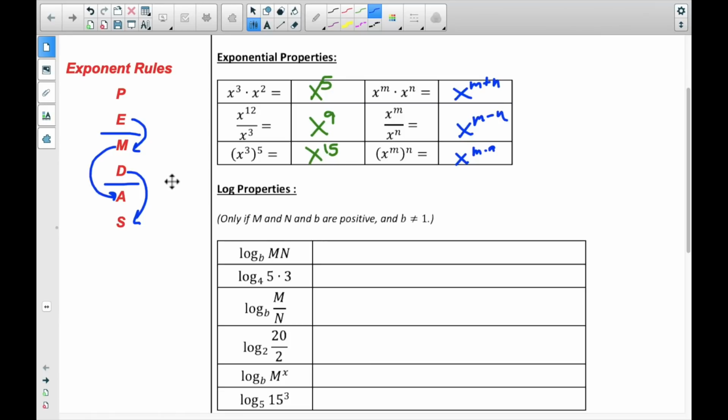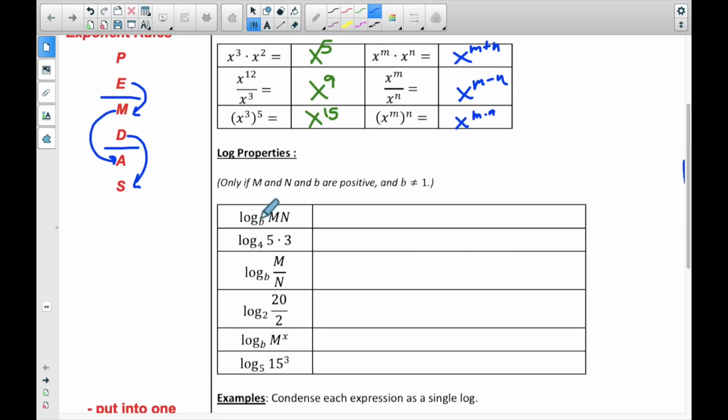And so this is how I kind of keep it straight in my head, and then I'm going to use those same rules because we know that logs and exponents are inverses of each other. So they actually use the same rules. It's just they're opposites. So let's take a look at what I mean here. In this next section, I have some log properties, and I have some examples, and we're going to talk about how to break that up maybe.